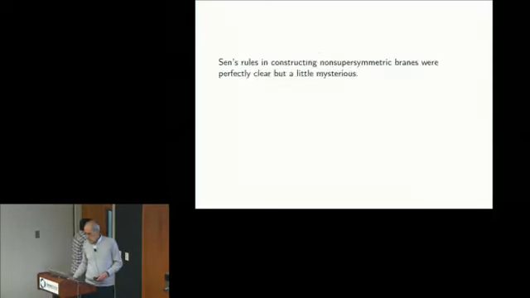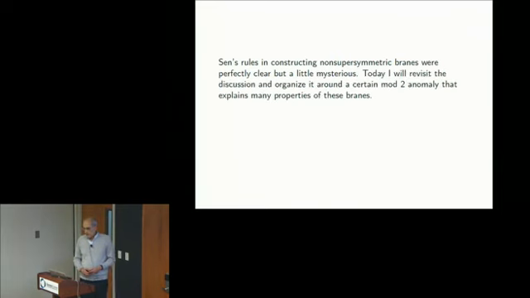So Sen's rules in constructing non-supersymmetric branes were perfectly clear, but a little mysterious. And today I'm going to revisit the discussion and organize it around a certain mod 2 anomaly that explains many properties of these branes. For those who are not string theorists and are not familiar with anything on my first slide, I do have a bit of good news, which is that for most of this talk, we'll just be discussing this mod 2 anomaly. And then we'll get to the string theory and the branes at the end.